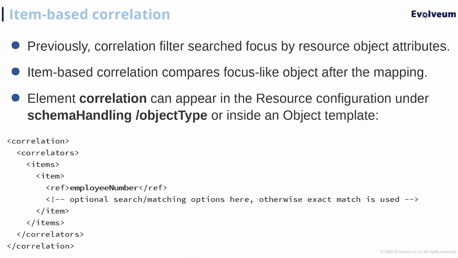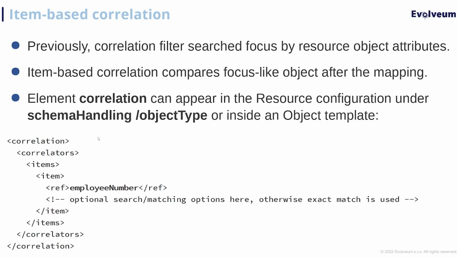So item-based correlation, how does it work? Previously, the correlation filter searched for the focus by some resource object attributes, as I said already. Now, the item-based correlation compares the focus-like object after the mapping. The reason why previously it worked based on the resource attribute was that the mapping was not executed before the correlation. Now, if you use this item correlator, the mapping is executed, and you can compare.